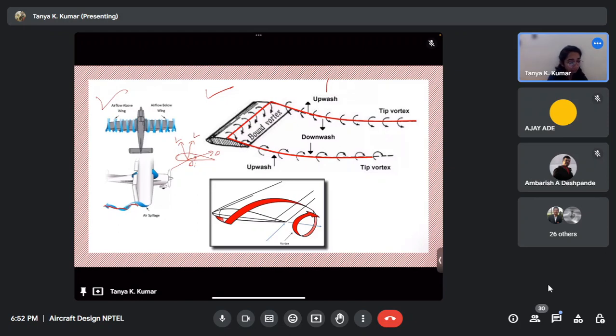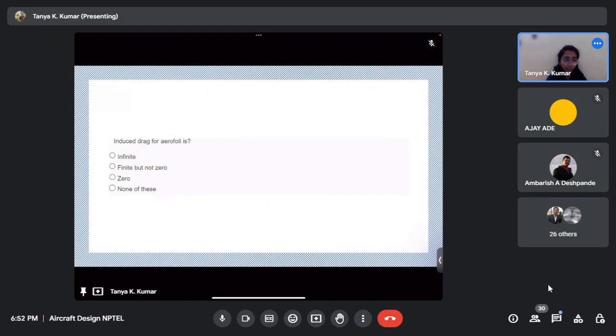Now the question said, what is the induced drag for an airfoil, not for a wing? So now can you try and think about it? How is an airfoil different from a wing? What is an airfoil? So it's the cross section of the wing, right? So that is how the airfoil is different from a wing. Now these vortices are produced at the wing tips. So because of the vortices, you have an induced drag. So now just look at this question. Induced drag for an airfoil.